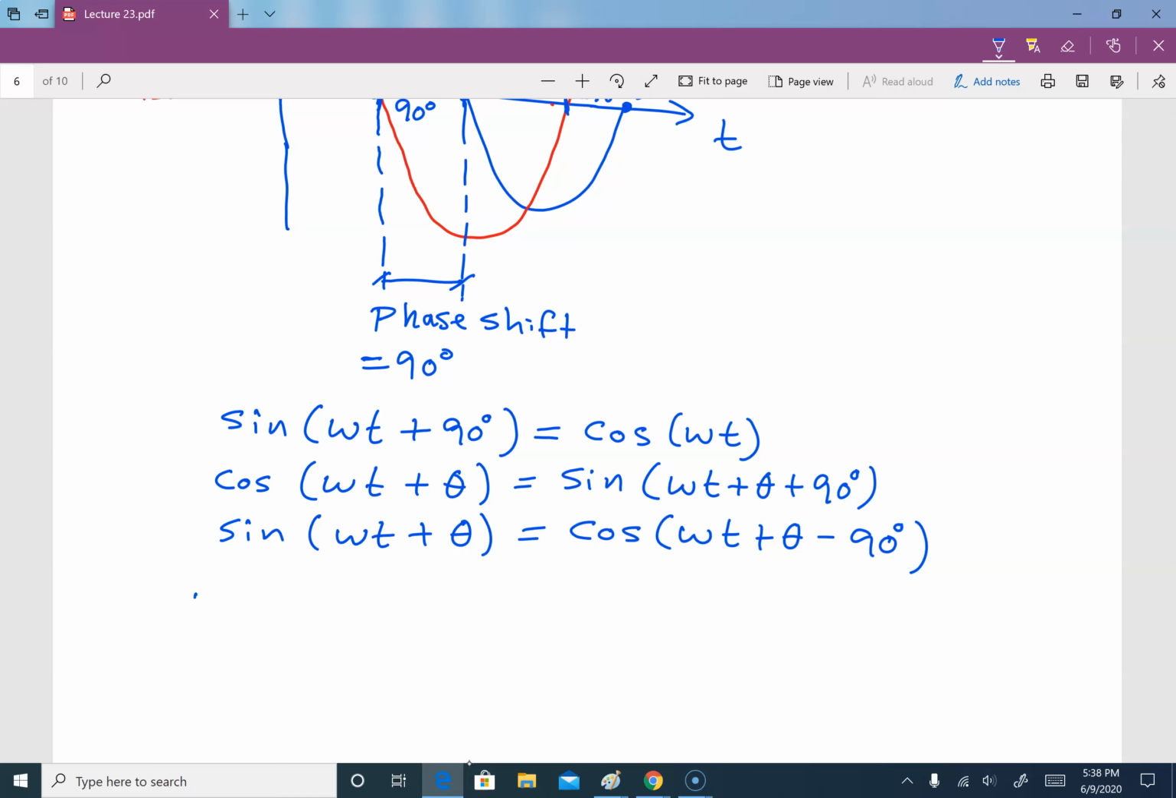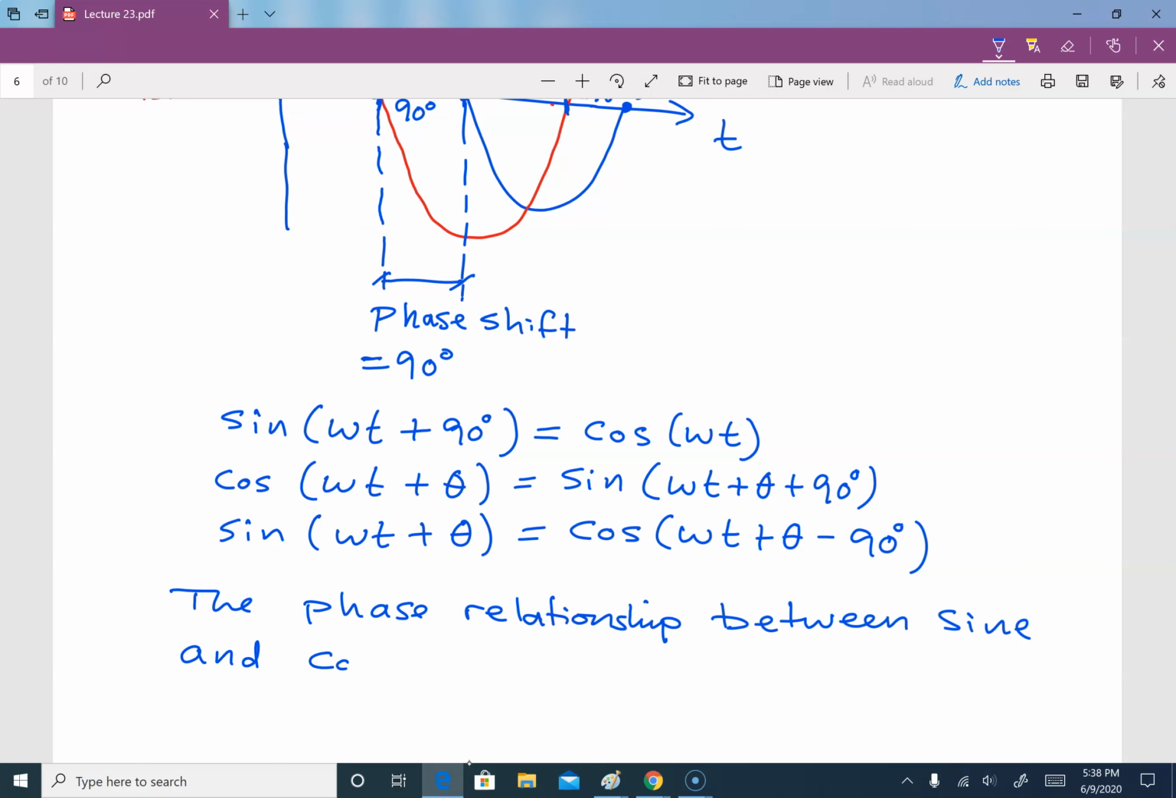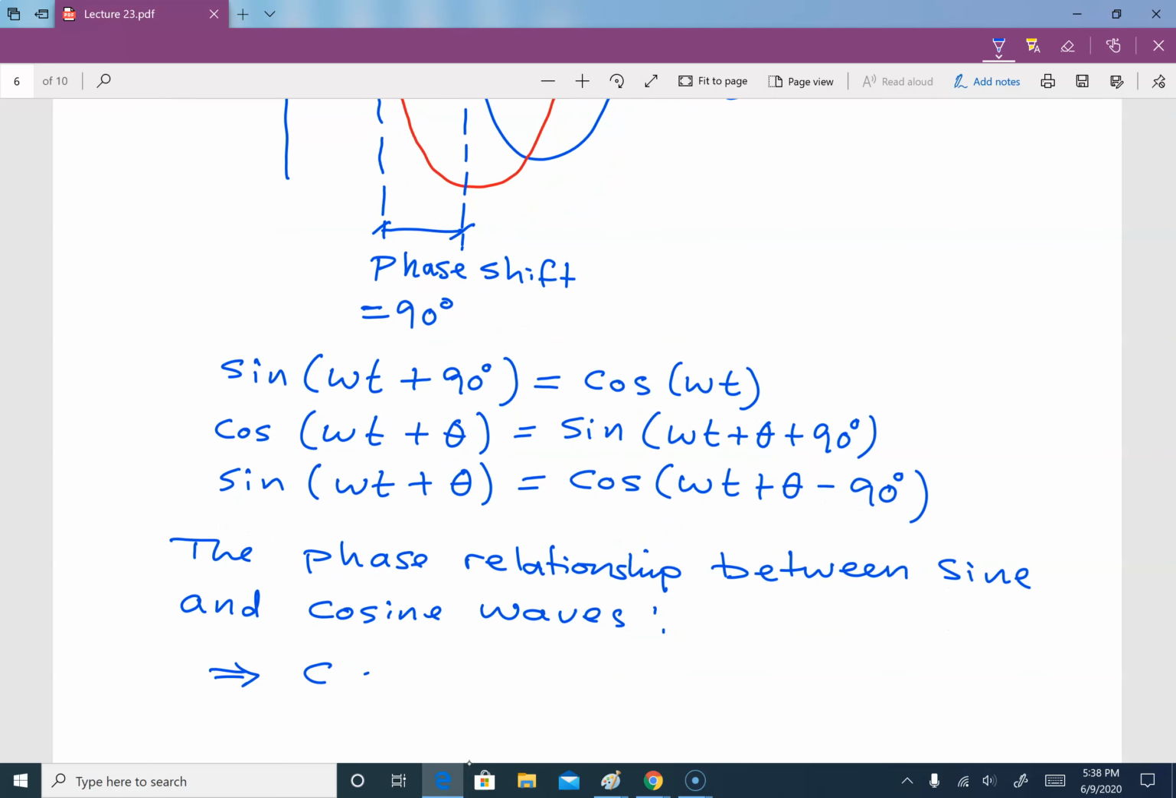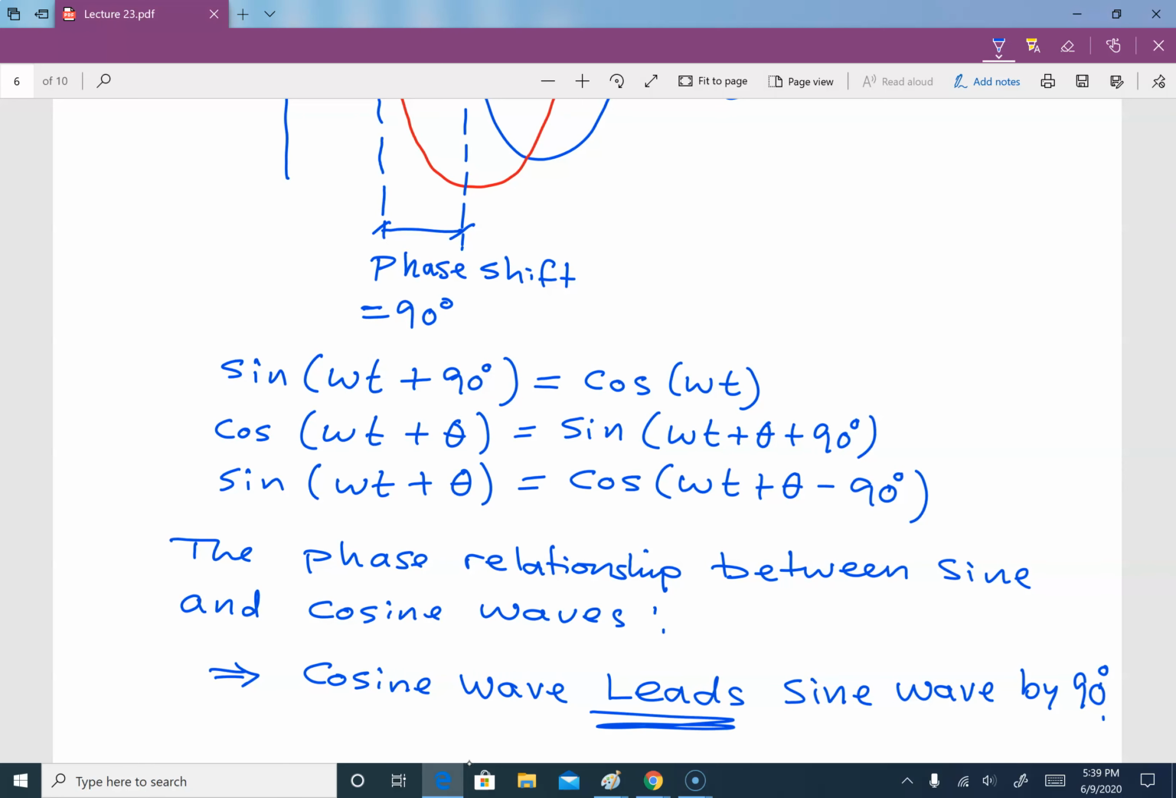So we can say the phase relationship between sine and cosine waves is that the cosine wave leads the sine wave by 90 degrees. So the term leads, it is ahead.